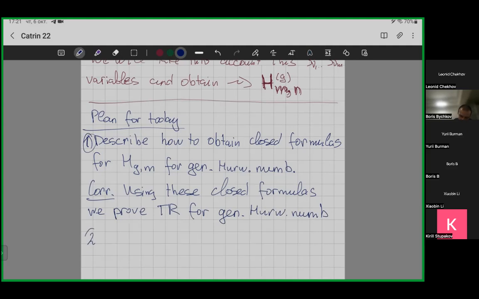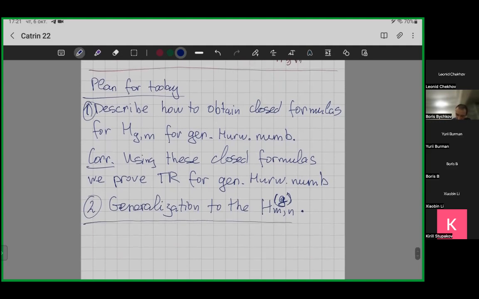And the second one is one more generalization, to these two-point functions, and there is also a lot of business there. Okay. So these are, I would say, three papers of mine with Petya Dunin-Barkowski, Maxim Kazarian, and Sergey Shadrin, which are related to all this stuff.